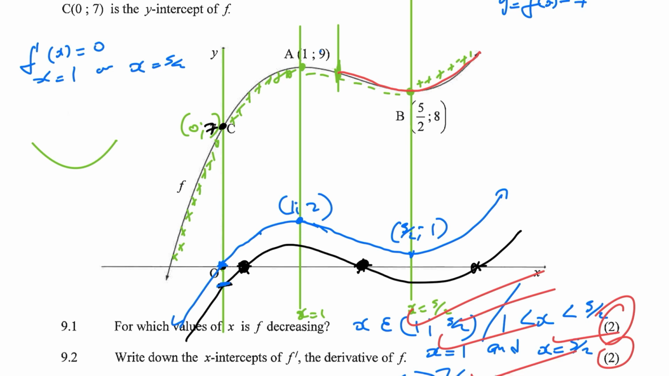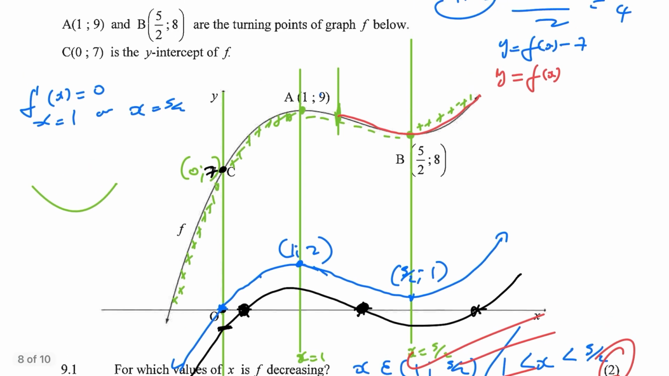So it's definitely not 0. Let's look at -1. If you look at -1, y is equal to f of x, so it's going to be minus 8. So you get -1.